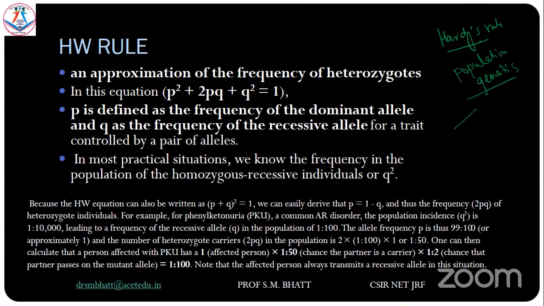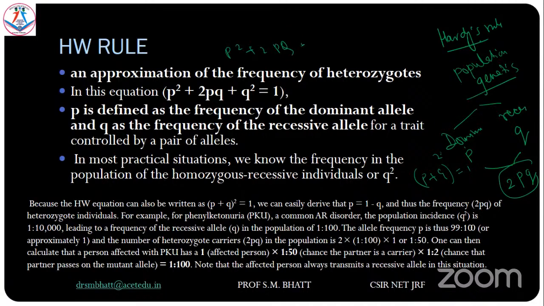Already you might know there is a dominant gene and a recessive gene. The dominant gene can be called P, and the recessive gene is called Q. If you are making the heterozygote, it can be called 2PQ. So that is the formula: (P plus Q) square is equal to 1. This is the mathematical expression: P square plus 2PQ plus Q square is equal to 1.